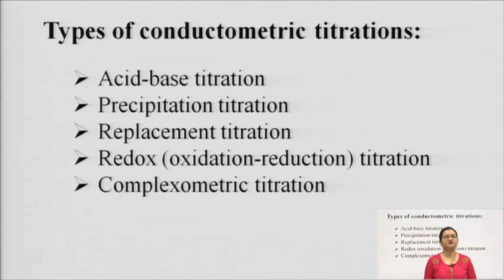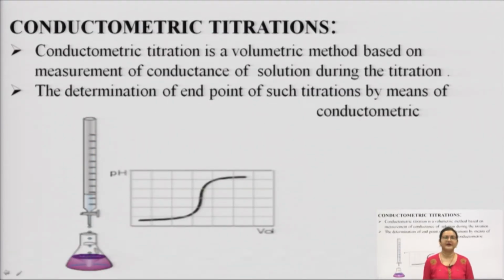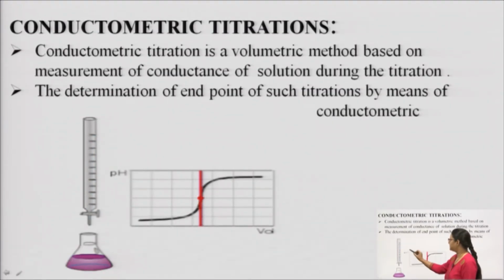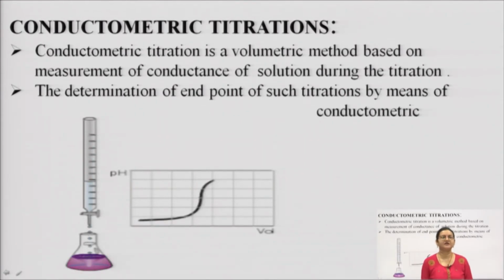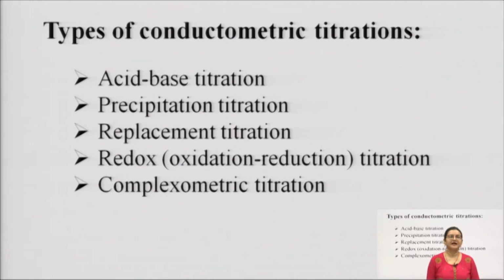First of all, acid base titration, as in the last slide we saw this example of acid base titration, because here pH was given, that is why it is very well applicable for conductometry. It can also be applicable for precipitation titration, replacement reaction or substitution reaction. Then it can be very well applied to redox reactions, oxidation reduction titration as well, and complexometric titrations also.